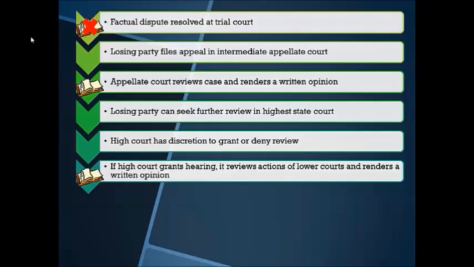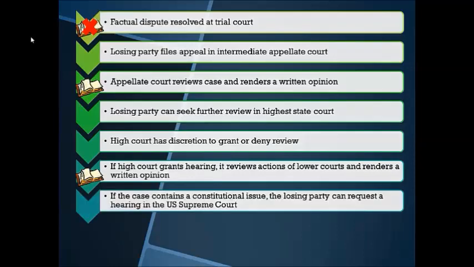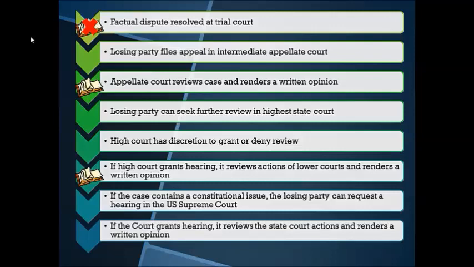Well, if we're unhappy with the state Supreme Court's decision, you can also, if it contains a constitutional issue, appeal to the United States Supreme Court to hear the case and review what happened. And if they grant hearing and render a written opinion, then we get law at that stage as well. So one of the most important things to keep in mind when you're looking at case law, and I know you already know this, but it's good to be reminded, is you have to look at what court wrote the opinion that you're reading and make sure you know, is this mandatory authority for me or is this persuasive authority for me?